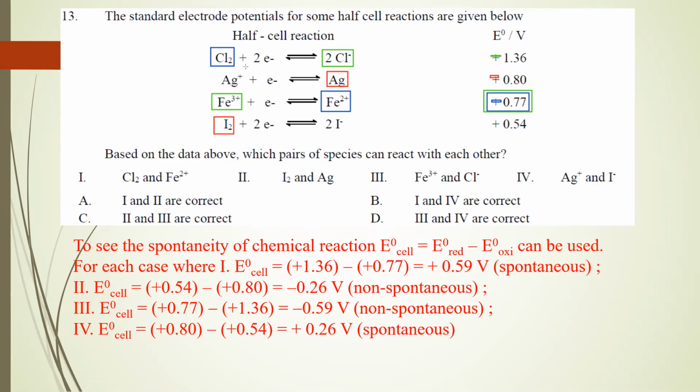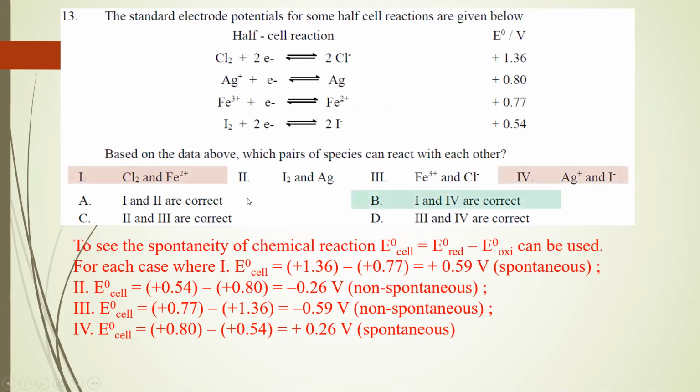And finally, silver ion and also I minus. So you have positive 0.8 plus negative 0.54. So you get positive 0.26. So the reaction is spontaneous. So the best answer in here is 1 and 4. So the answer is B. So that is how you compare the E naught values in here.